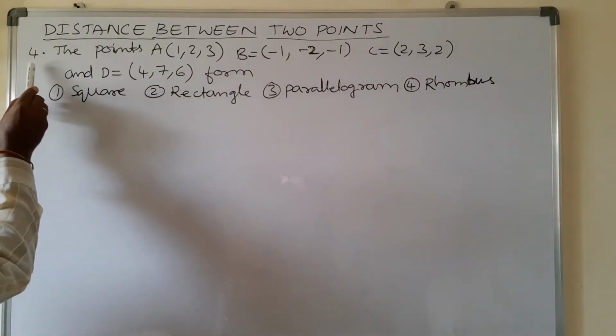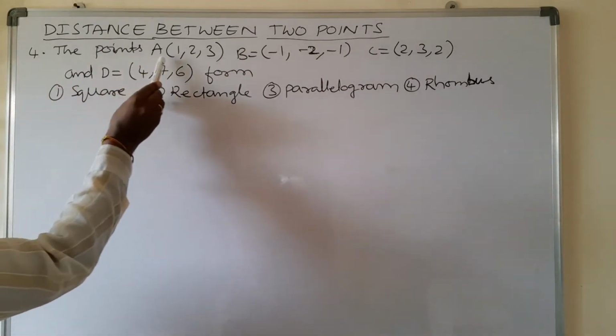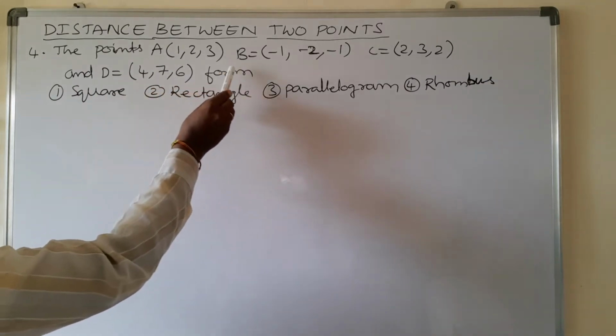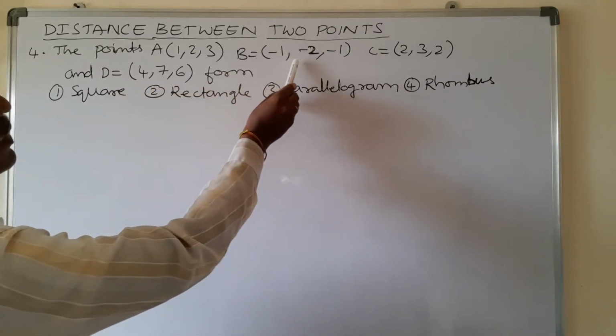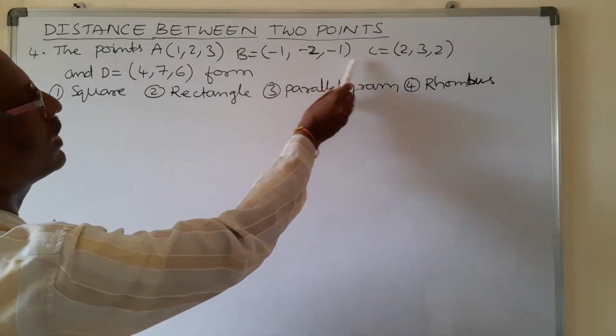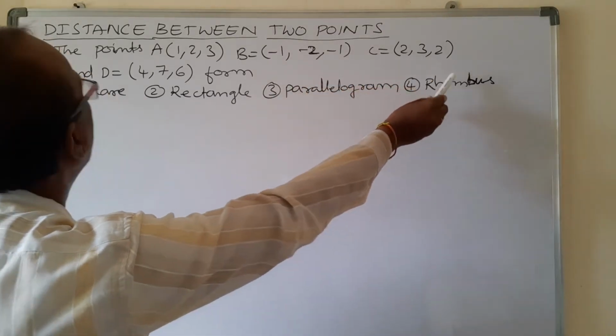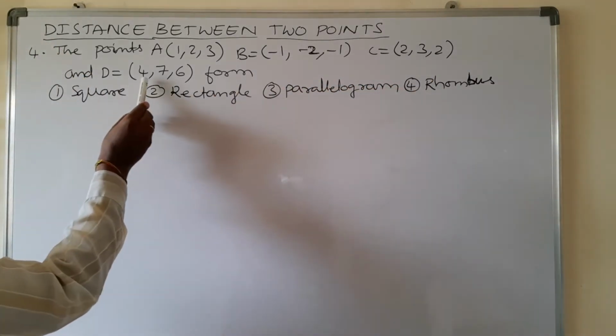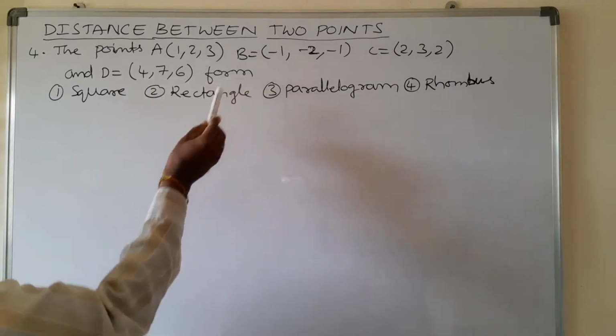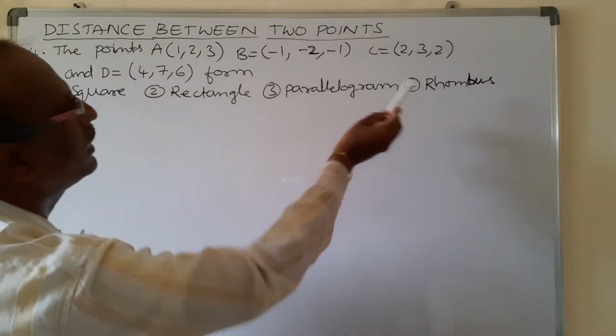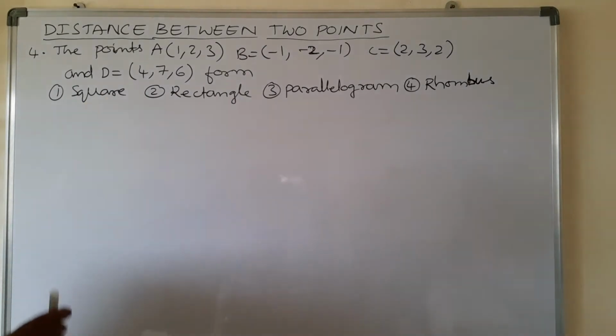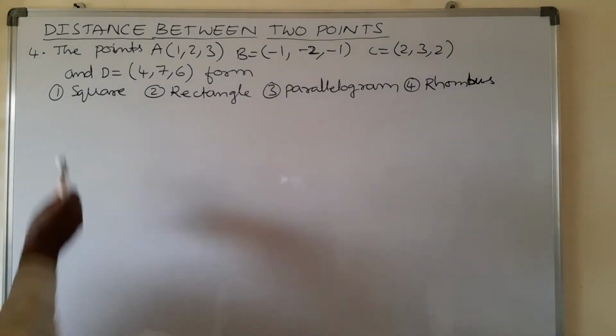Question number 4. The points A equal to (1, 2, 3), B equal to (-1, -2, -1), C equal to (2, 3, 2), and D equal to (4, 7, 6) form a quadrilateral. Here 4 options are given. To find the nature of the quadrilateral, which one is correct?